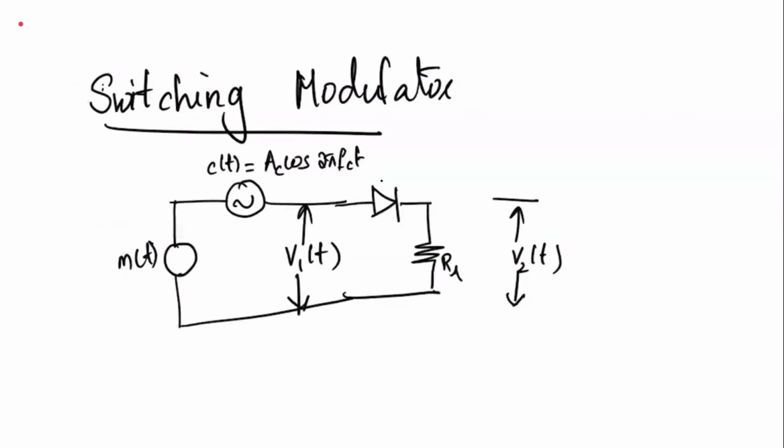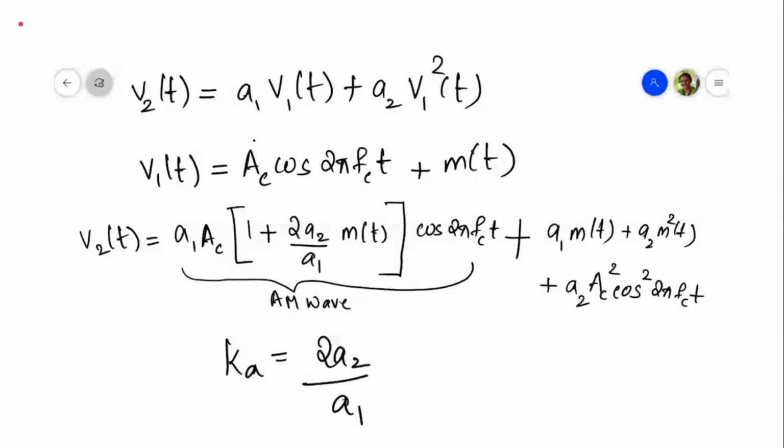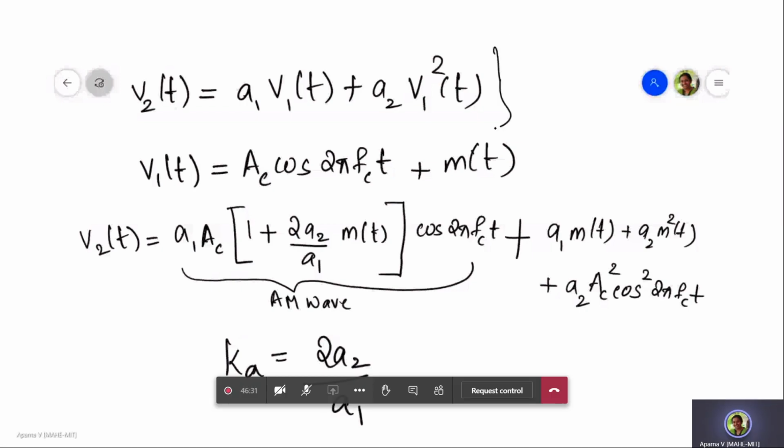Ma'am, could you repeat it once? I missed it a bit. See, this is the expression for the nonlinear device. Whatever voltage you give to the nonlinear device, the device output will be A1 V1t plus A2 V1 square t. Okay. This part is taken care of by the nonlinear device. The input-output relationship of a nonlinear device is as shown. V2t is A1 V1t plus A2 V1 square t.